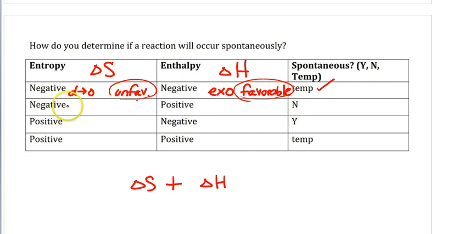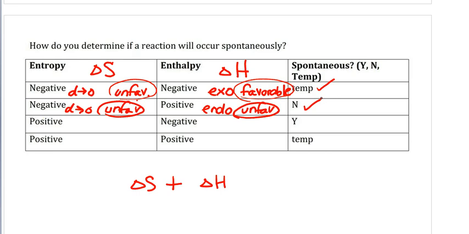Now if you have a negative delta S again, so disorder to order, that's going to be unfavorable. But now we have positive enthalpy, so that means it's endothermic, which is also unfavorable. It is very likely, because these two conditions are both unfavorable, that the reaction is not going to be spontaneous. It's going to need some kind of catalyst or trigger or something to get it really going.